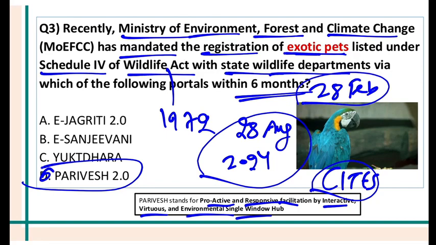And these can be very dangerous for our local species. So that is why you have to get it registered.